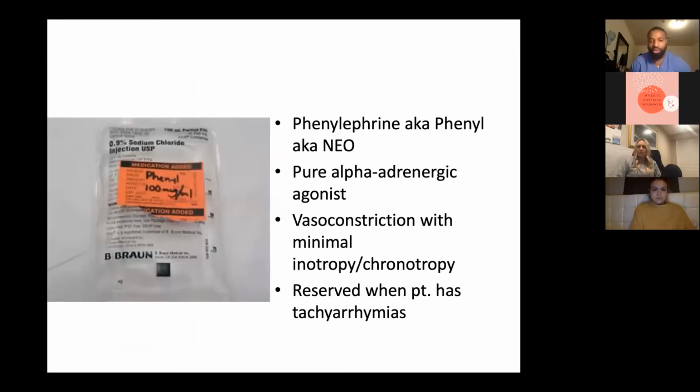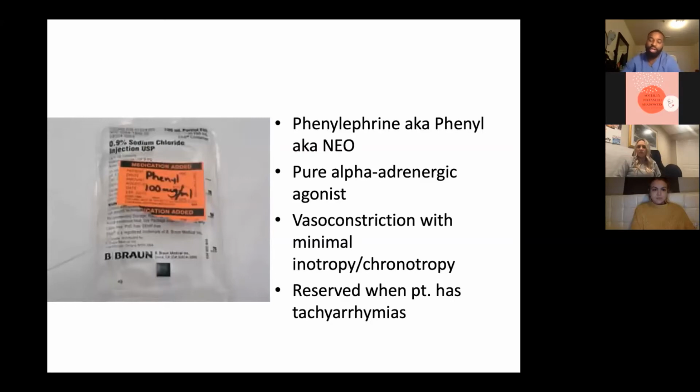we call it neo, is a pure alpha adrenergic agonist, a vasoconstrictor with minimal inotropy or chronotropy. So it doesn't touch the heart like that. It just touches peripherally. And this is reserved when patients have tachyarrhythmia, right? So basically, in this particular case, this patient already has a heart rate of 130, but it has a tachyarrhythmia, right? It's just in high tachy states, you want to give phenylephrine, right?